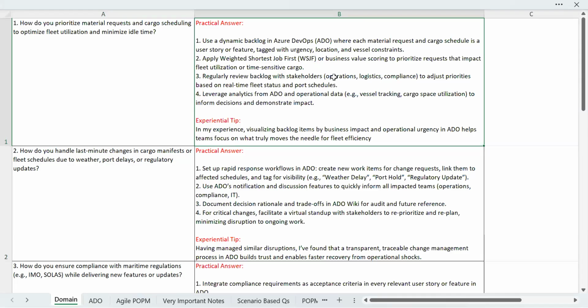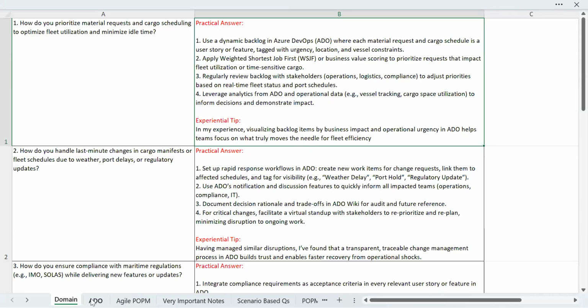Don't give answers you have read from ChatGPT or any other internet material, because if the interviewer asks a second level or third level question and you have not prepared well, believe me, you cannot clear the interview. So I have given a practical answer backed up with experiential tips, right?